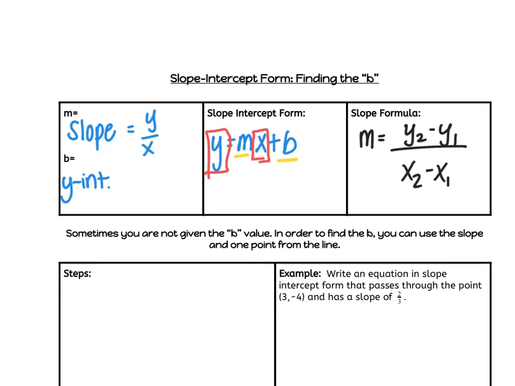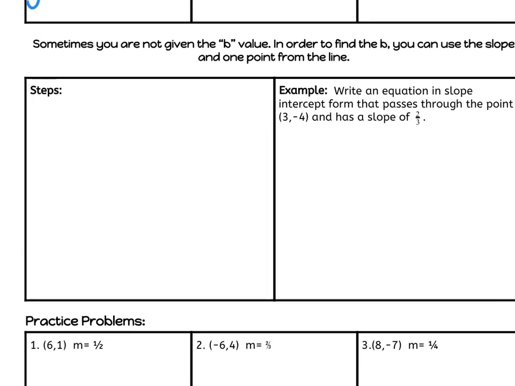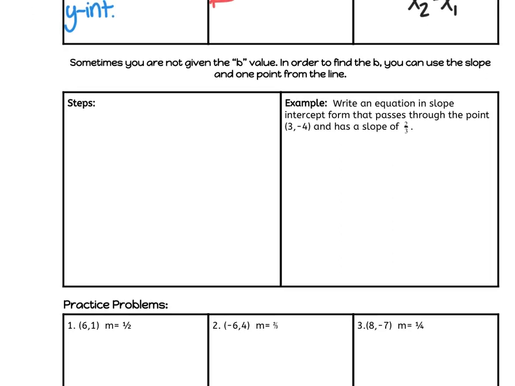So sometimes you might not be given your b value or your y-intercept. And in order to do that, you can use the slope and one point that you know is going to be on the given line that you're trying to create the equation for to get your equation. So I'm giving you an example on the right, and then I'm giving you steps on the left. So in our example, you're going to write an equation in slope-intercept form that passes through the point (3, -4), and it has a slope of 2/3.